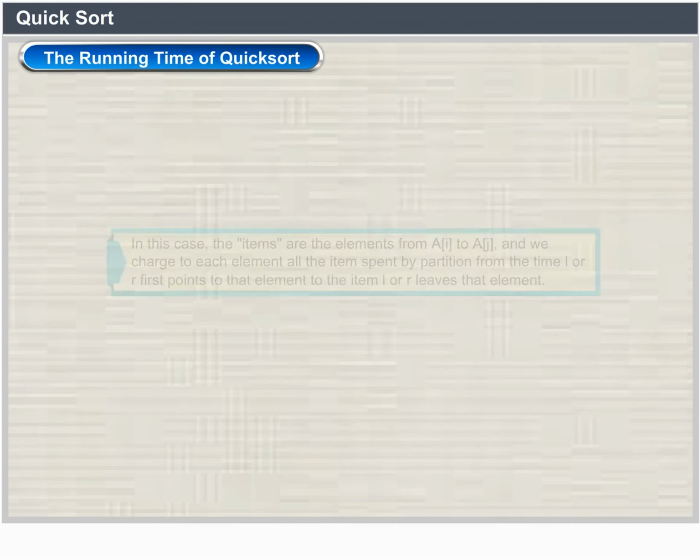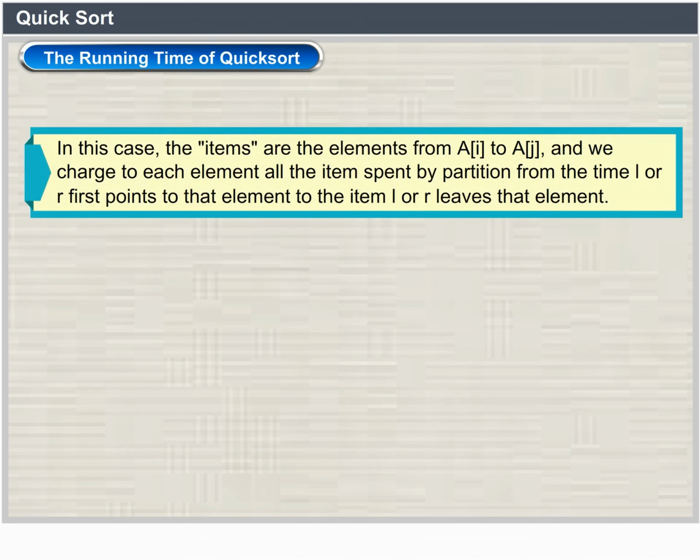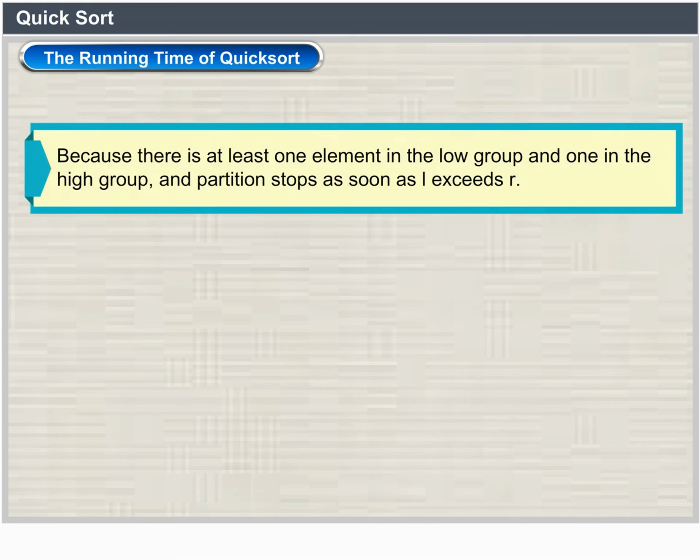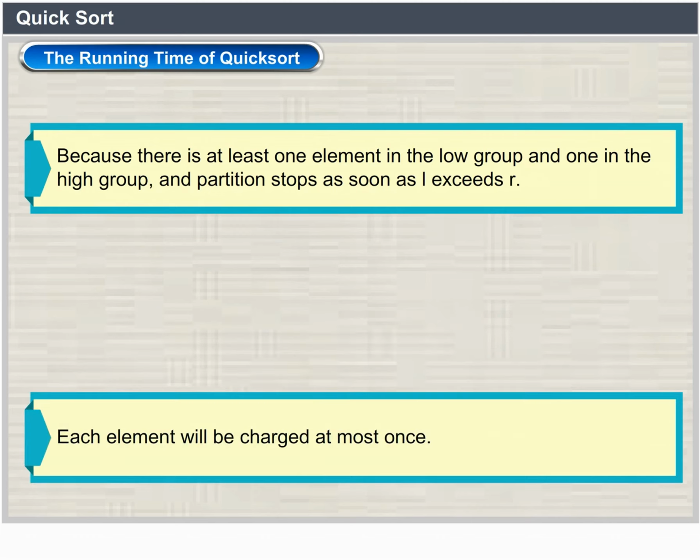In this case, the items are the elements from A i to A j, and we charge to each element all the time spent by partition from the time L or R first points to that element to the time L or R leaves that element. First, note that neither L nor R ever returns to an element, because there is at least one element in the low group and one in the high group, and partition stops as soon as L exceeds R. Each element will be charged at most once.